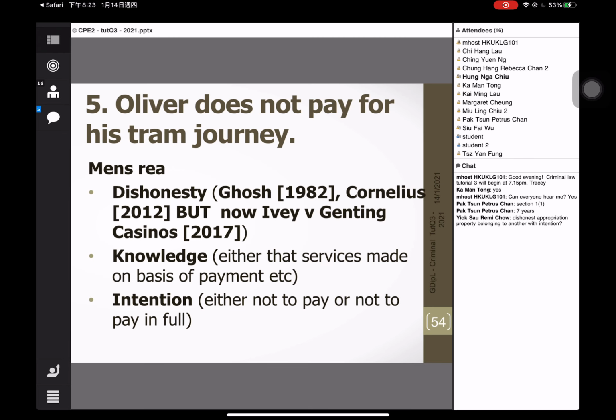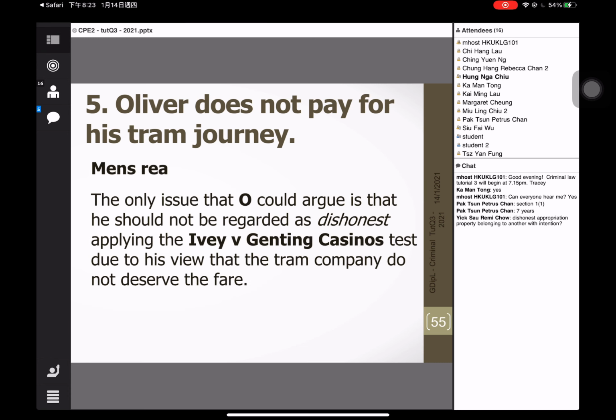And then the mens rea, is he dishonest? So now we've got to look at the test in Ivey and Genting Casinos, and then the knowledge about the services on the basis of payment, and then intention to not pay at all or not pay in full. So here, I think the only real argument is whether he could be argued to be dishonest, not regarded as dishonest, under Ivey and Genting Casinos.